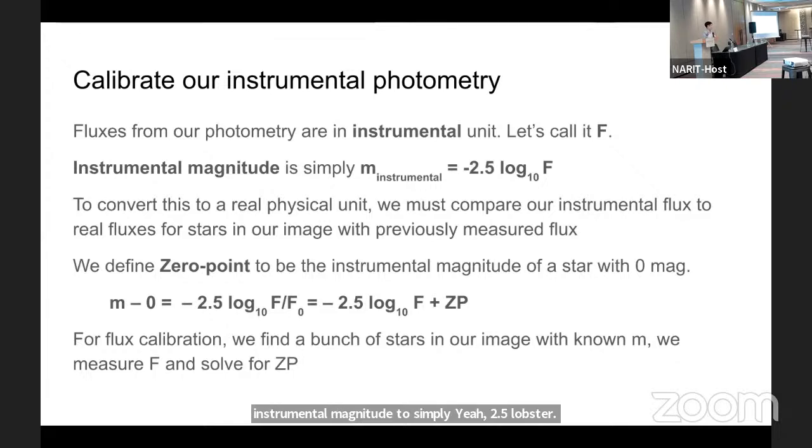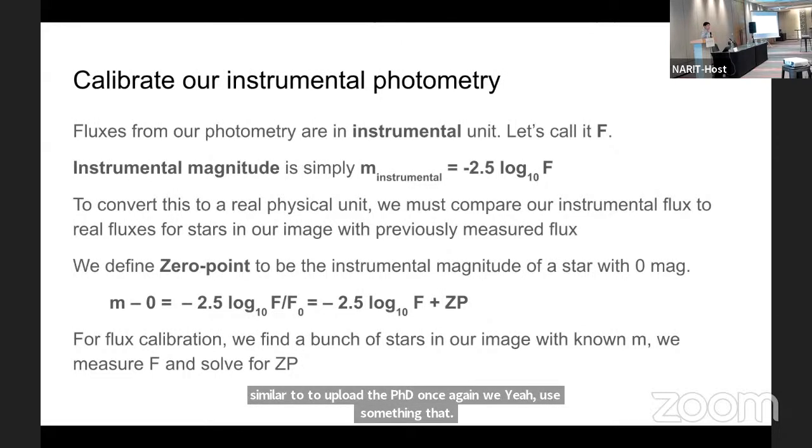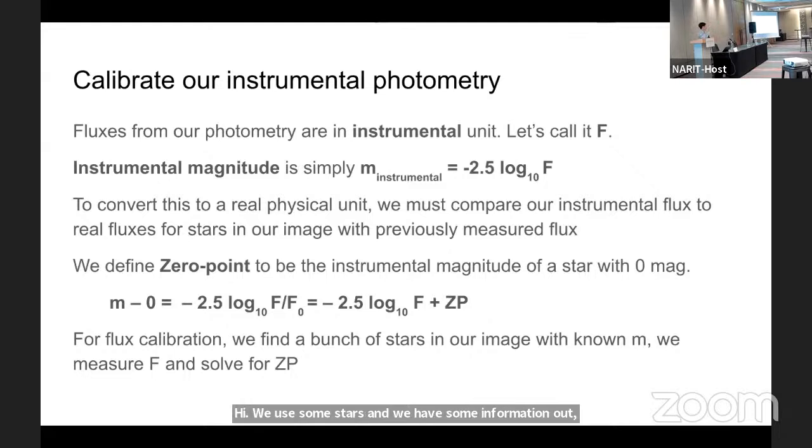Of course, this magnitude will not mean anything. The number will be a little bit weird, but we can then convert this to a real magnitude from a real filter. And to do this, we compare our instrumental flux to the real flux of stars in our image that happen to have previously measured flux. This is kind of similar to absolute photometry. Once again, we use some stars that we have prior information on in our image to do this calibration.